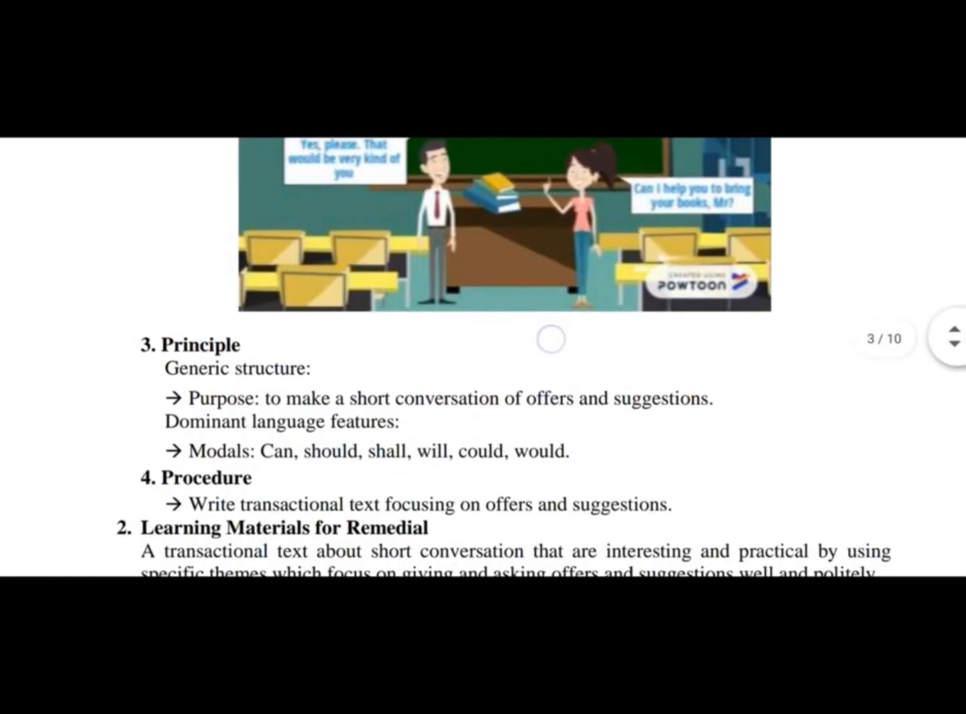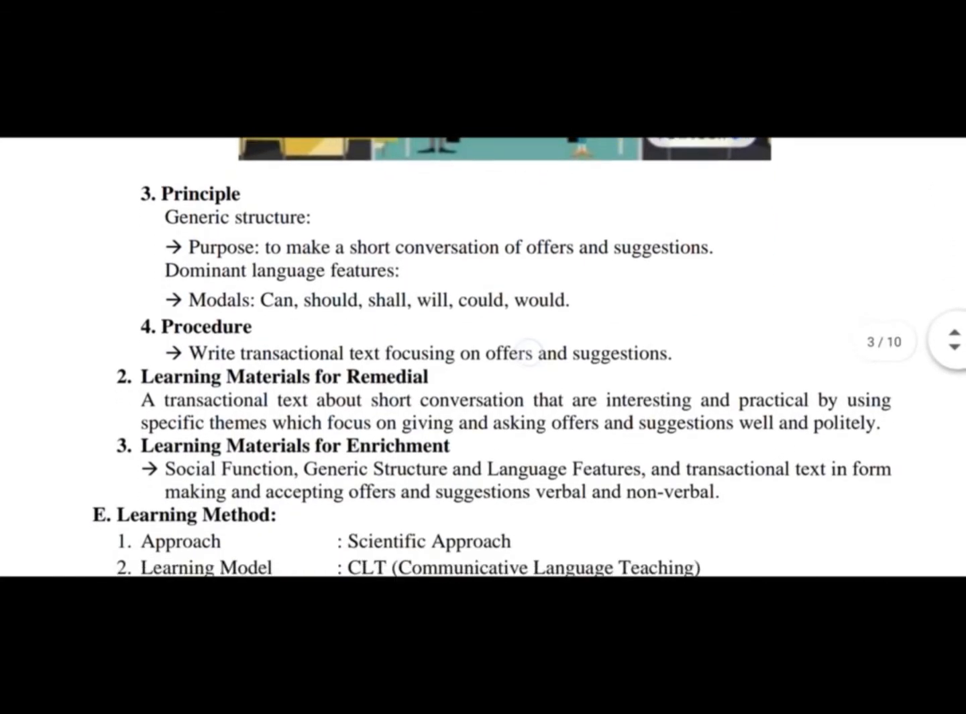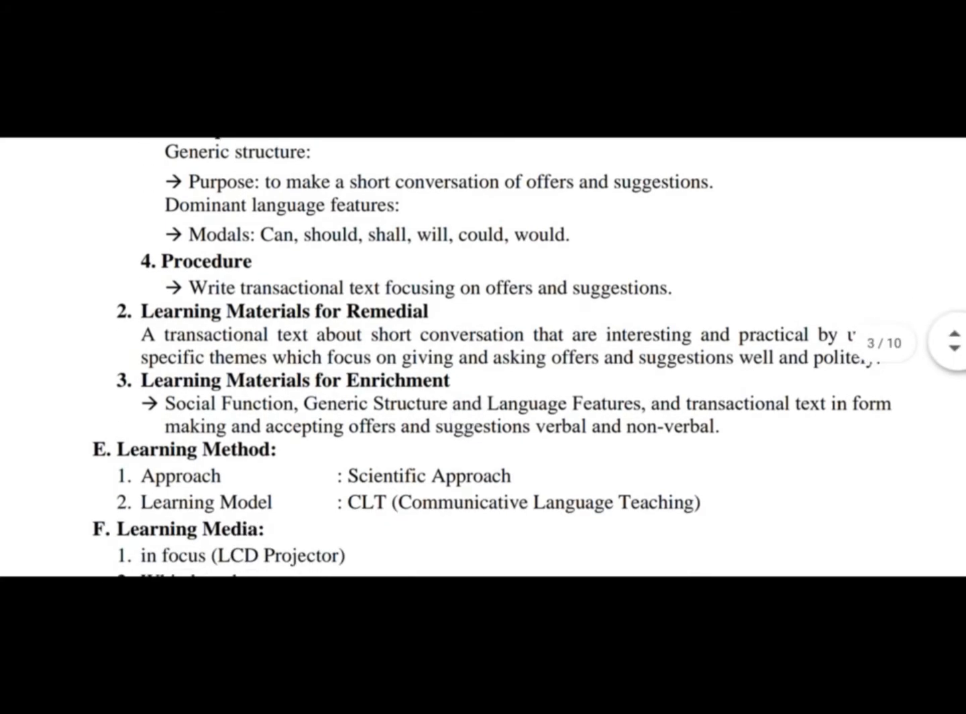The examples are this, for suggestion, and for offers. Move to the principle. Generic structure: propose to make a short conversation of offers and suggestions. Dominant language features: modals like can, should, shall, will, could, and would. The procedure: write transactional text focusing on offers and suggestions.